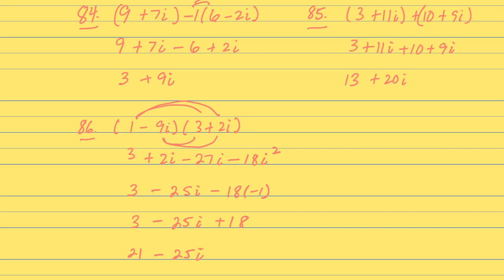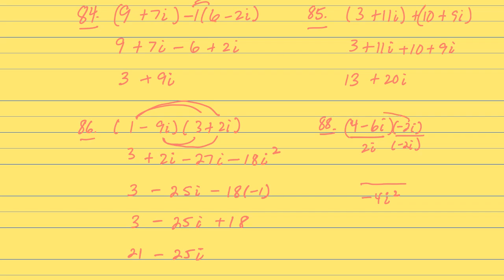Number 88, you have to simplify the quotient. So you have 4 minus 6i divided by 2i. So you're going to multiply by the conjugate. In this case, it's negative 2i. So basically, you're multiplying 2i times negative 2i. What you get is negative 4i squared.